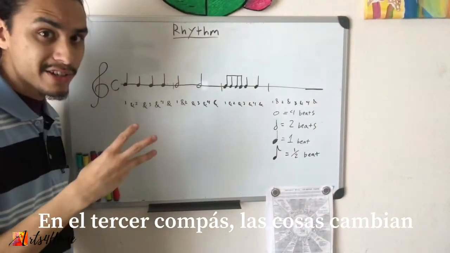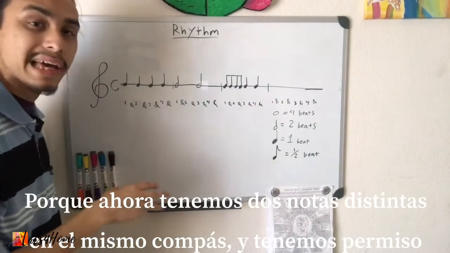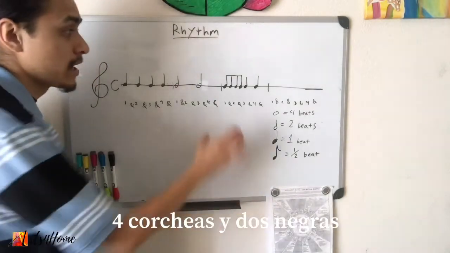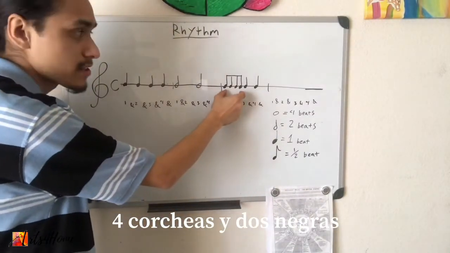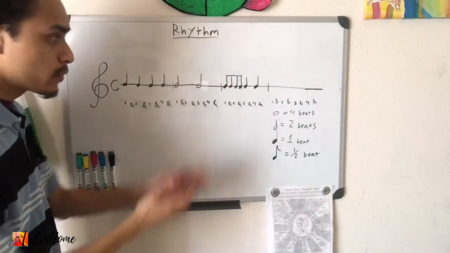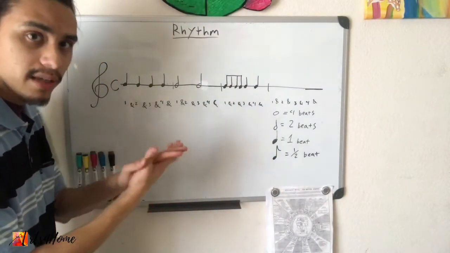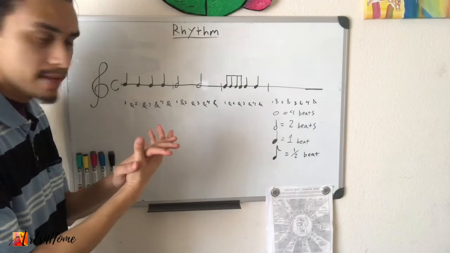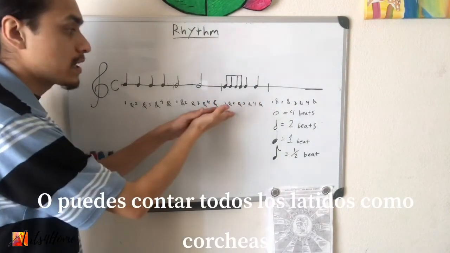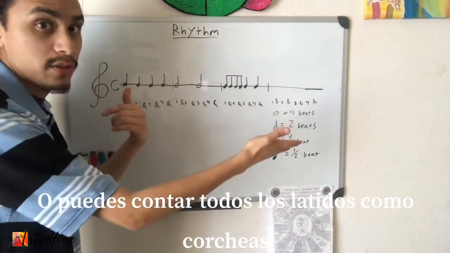In our third measure, things get a little bit weird because now we have 2 kinds of notes in one measure, which we're allowed to do. We have 4 eighth notes and 2 quarter notes, okay? So this would read like this. It would read 1 and 2 and 3, 4. Right? 1 and 2 and 3, 4. Or you could count every single beat, which is what we're going to do in a second, okay?